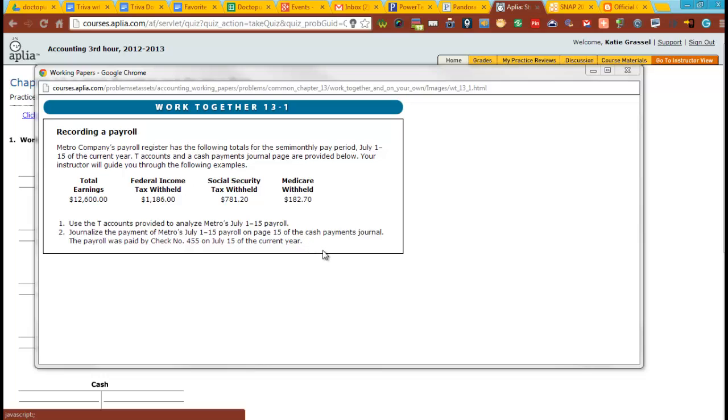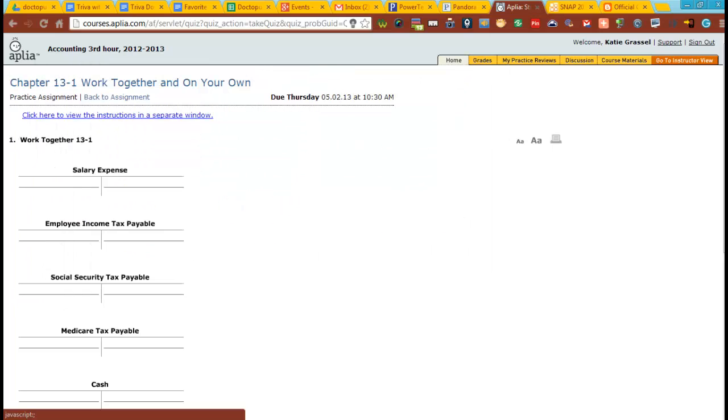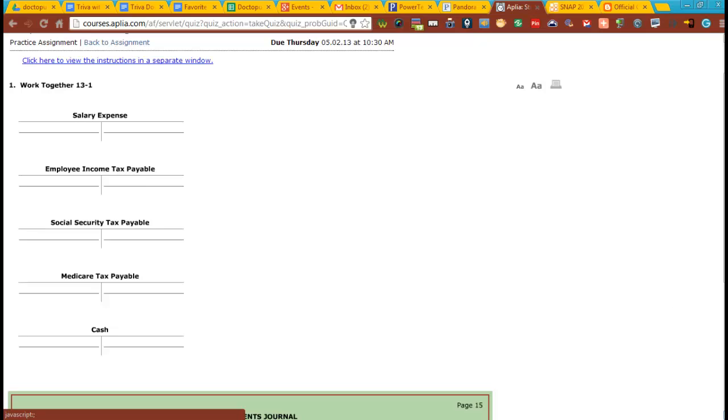Well, the first thing that we have to do is go through and actually use our T accounts and analyze our information that's here and get our debits and credits to equal. Okay. So the first thing that I'm going to take a look at is total earnings. What they have given us in T accounts here are the accounts that we're going to be using: salary expense, employee income tax payable, Social Security tax payable, Medicare tax payable, and cash.